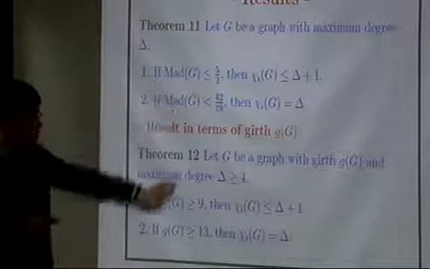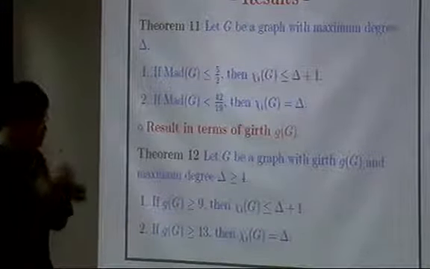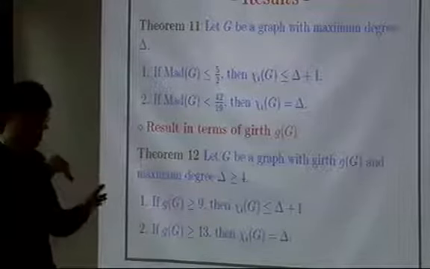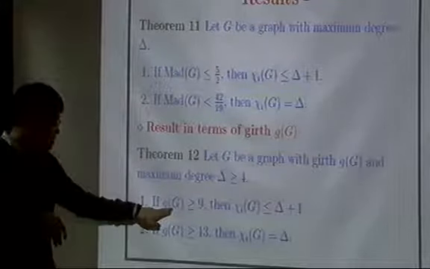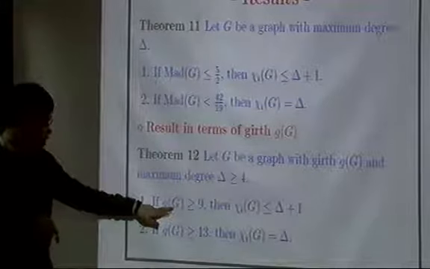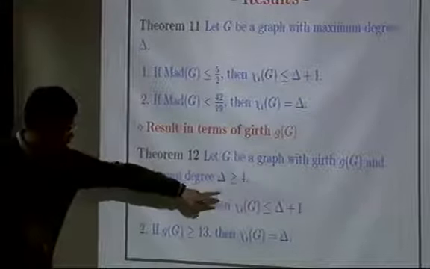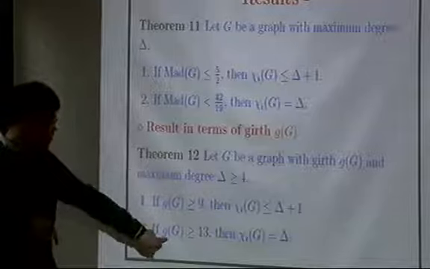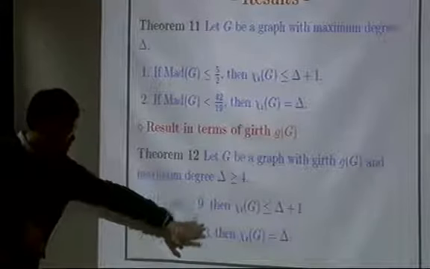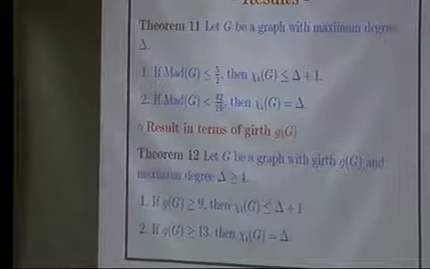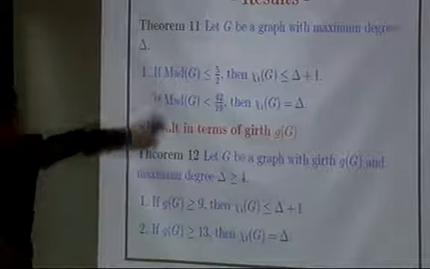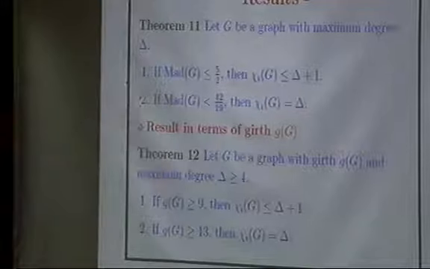So now, let's restrict more. Okay, we just focus on girth condition. Then we have this type of result. If girth is at least 9, then the upper bound is delta plus 1. If girth is at least 13, then the injective chromatic number is delta. So now compare these two results.